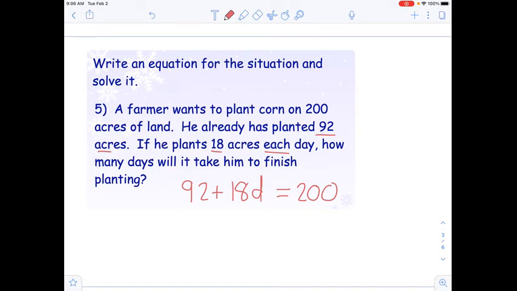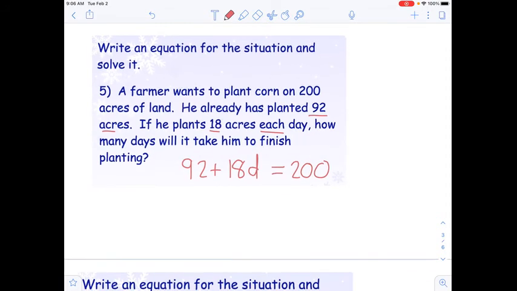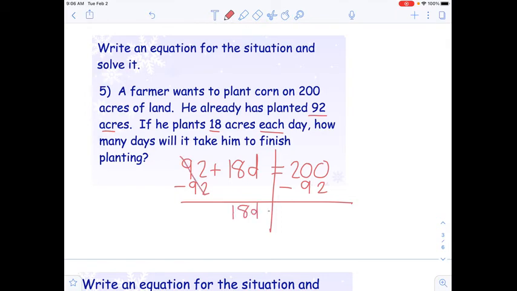I can't add up, I can't distribute, I can't simplify, so I need to get rid of my constant. Right now my constant is a positive 92. So the opposite of plus 92 is minus 92. And remember, whatever you do to one side, you have to do to the other. 92 minus 92 is 0, so we're just left with 18d equals 200 minus 92 is 108.